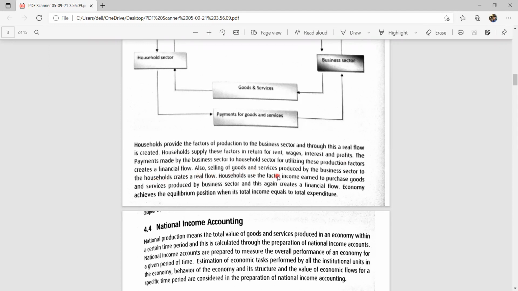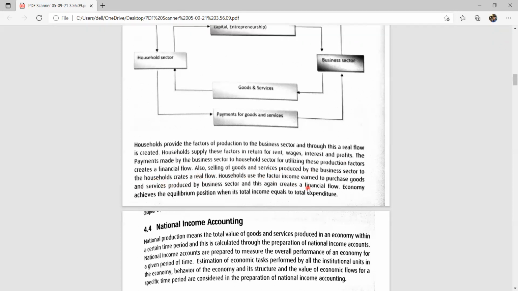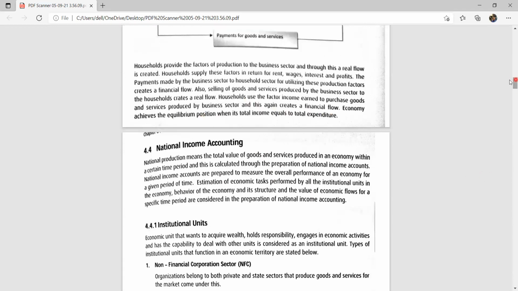Also, through the selling of goods and services produced by the business sector to the household sector, a real flow is created. Households use the factor income earned to purchase goods and services produced by the business sector, and this again creates a financial flow. The economy achieves an equilibrium position when its total income equals total expenditure. It is a particular equilibrium position when all the income is equivalent to its expenditure.